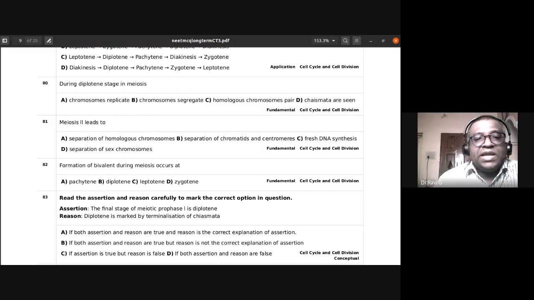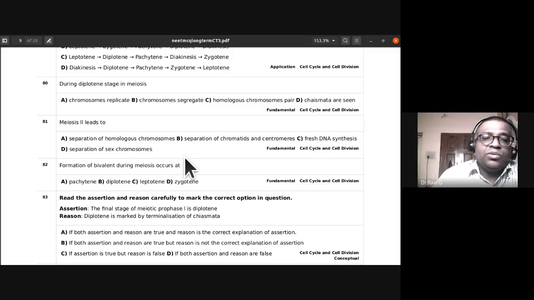During diplotene stage in meiosis, chromosome replicates, chromosomes segregate, homologous chromosomes pair, chiasmata are seen. So during diplotene stage in meiosis, what is going to happen? Chiasmata are seen. Okay, the crossing over X shape formation you can see in the diplotene stage.